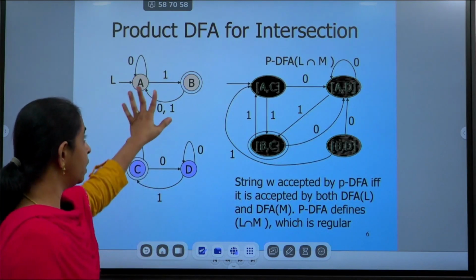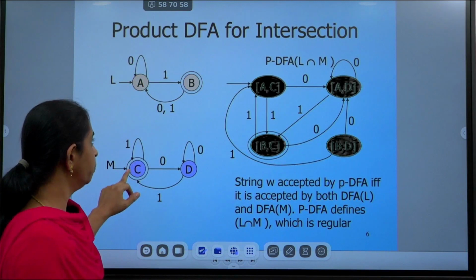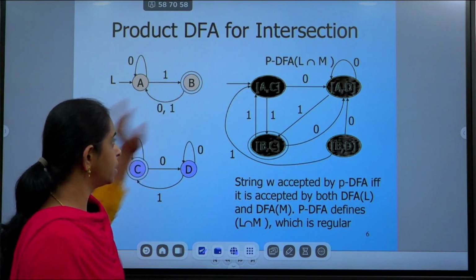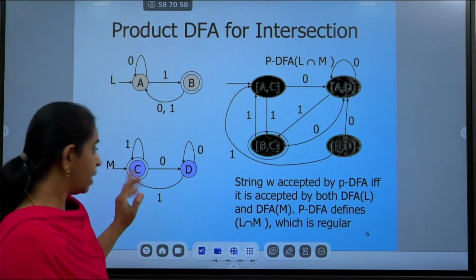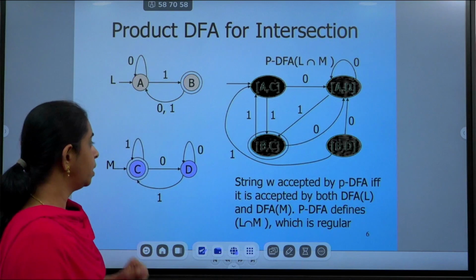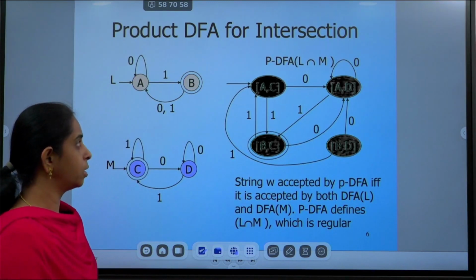Here I have taken two DFAs, 1 and 2. In the first, we have two states: A is the initial state and B is the final state. In the other DFA, C is the final state and D is the intermediate state. Here C is also the initial state.